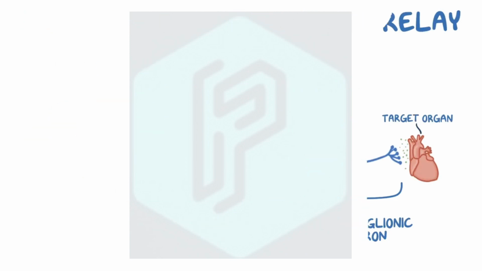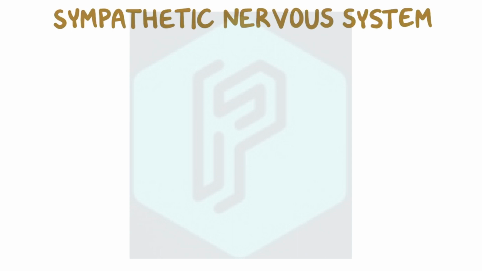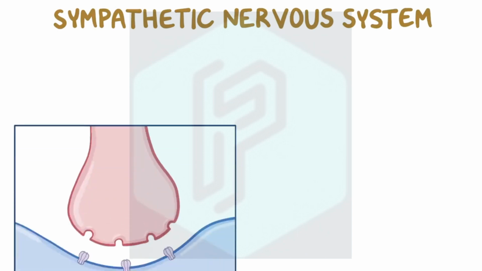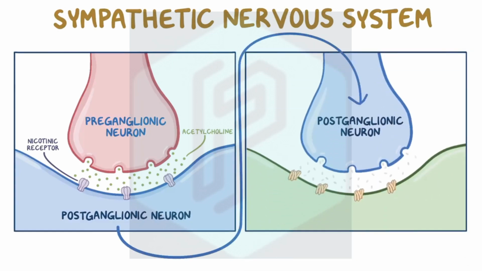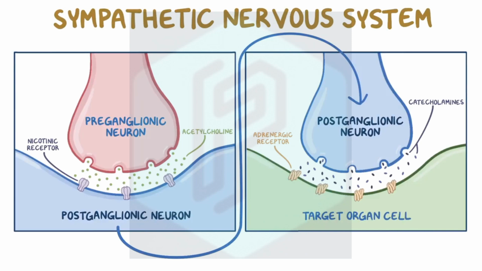Now let's zoom into the synapses of the sympathetic nervous system. The preganglionic and postganglionic neurons release different neurotransmitters, which are the tiny molecules that nerve cells use to communicate with one another. The preganglionic neurons release the neurotransmitter acetylcholine, which binds to nicotinic receptors on the cell membrane of postganglionic neuron cell bodies, activating them. Then, most postganglionic neurons release the neurotransmitters adrenaline and noradrenaline, which are collectively called catecholamines. Catecholamines bind and activate the adrenergic receptors that are located on the plasma membrane of the cells of the target organs.